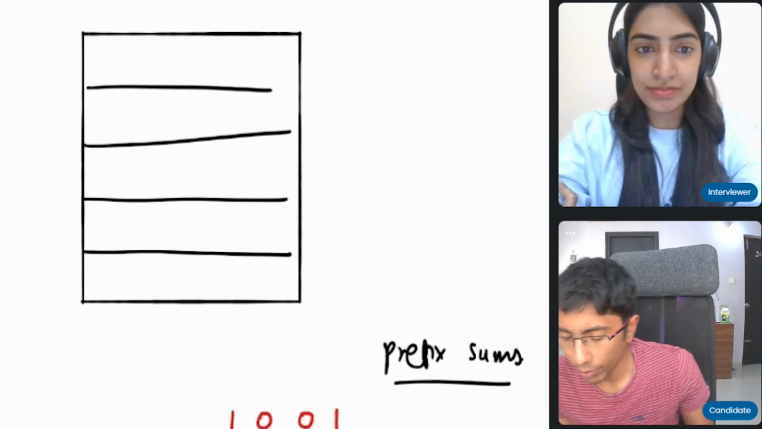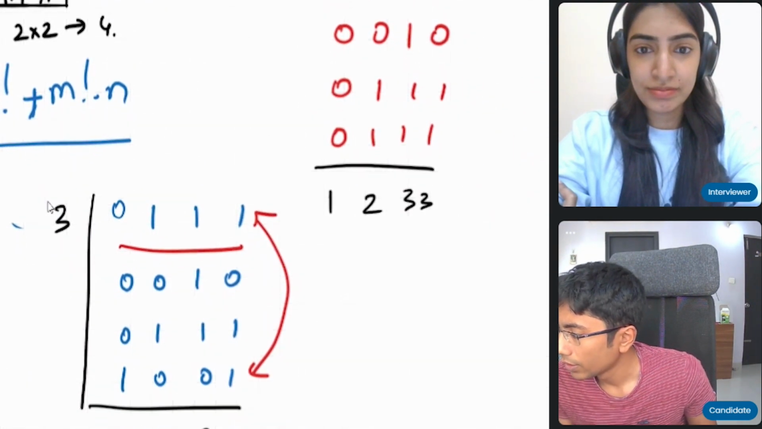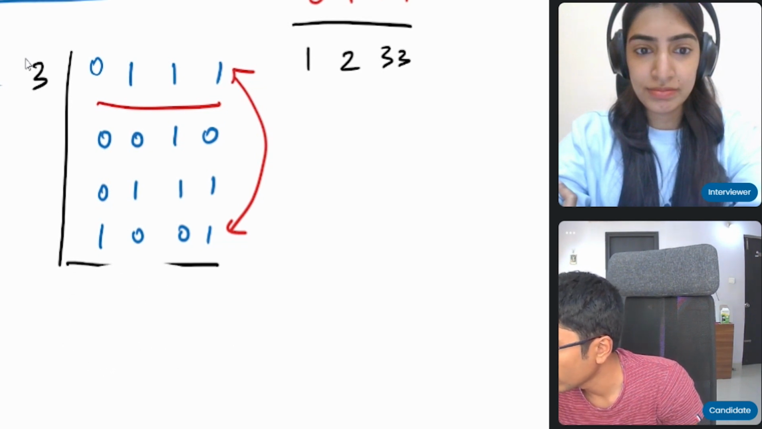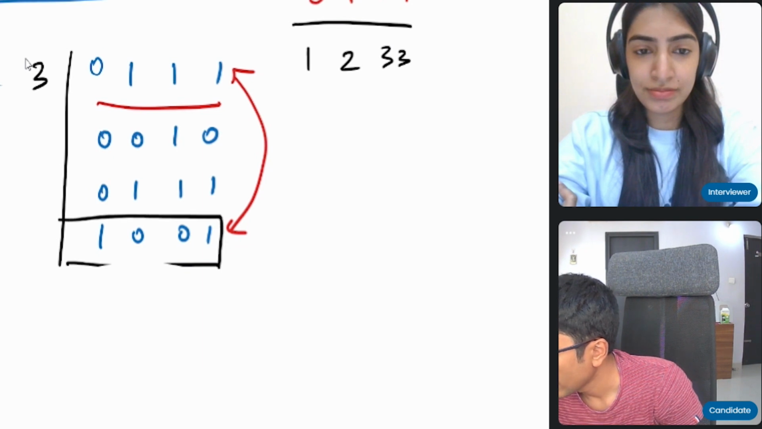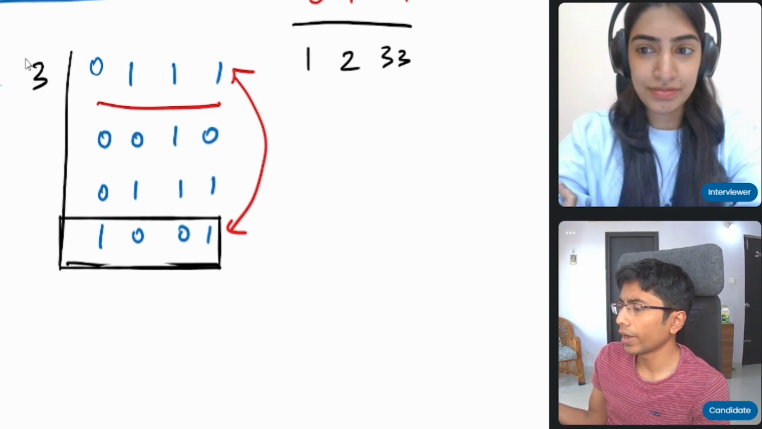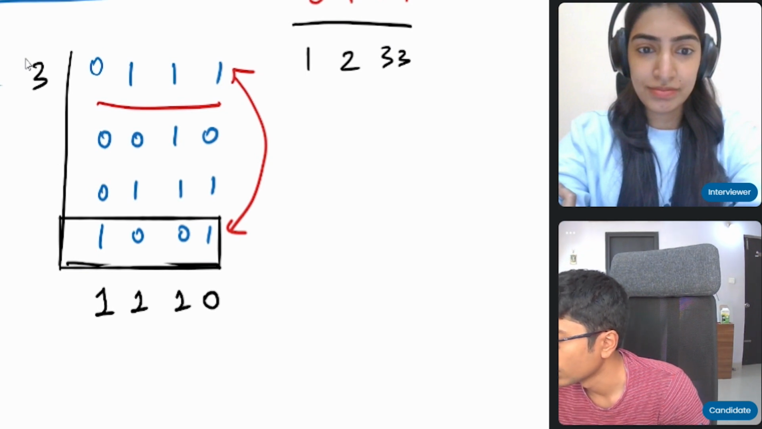Okay. Or let me do it with the old array over here. Yeah. Let me try prefix sums here. So, how many ones do you have on your left? So for this, every row will have prefix sums. How many do I have on my right? So that is one here, one here, one here, and zero here.